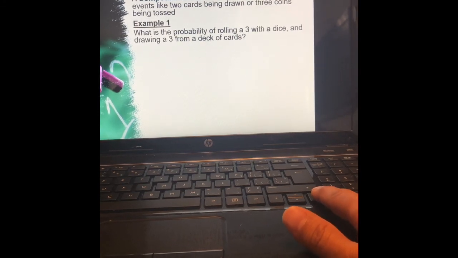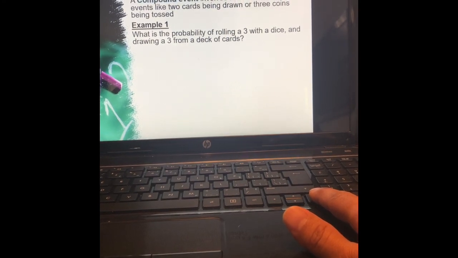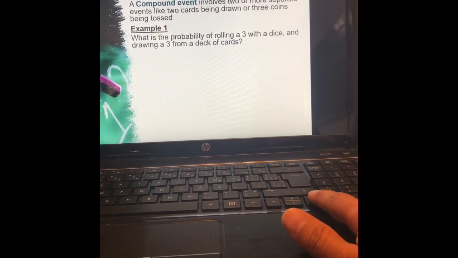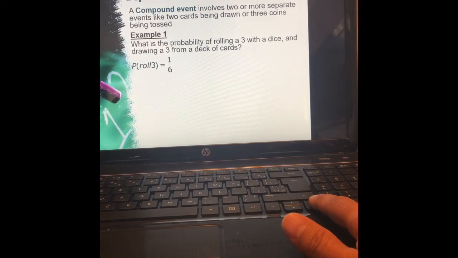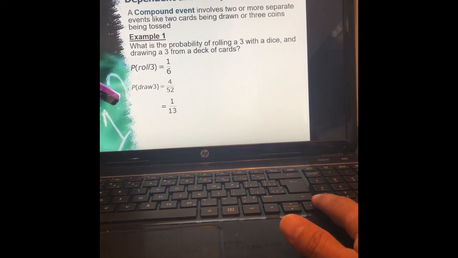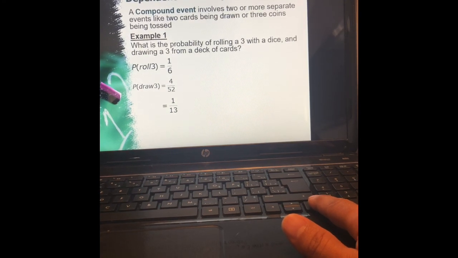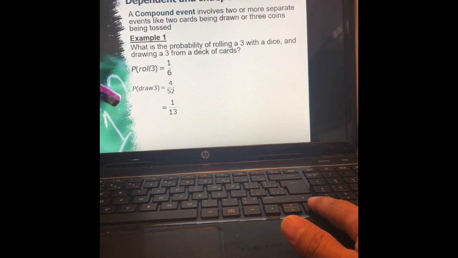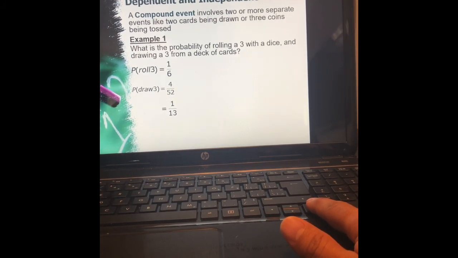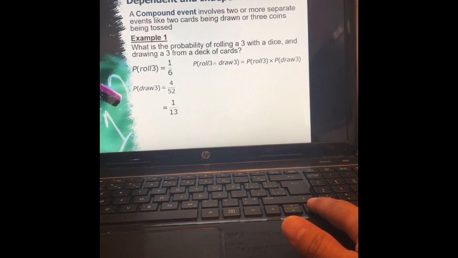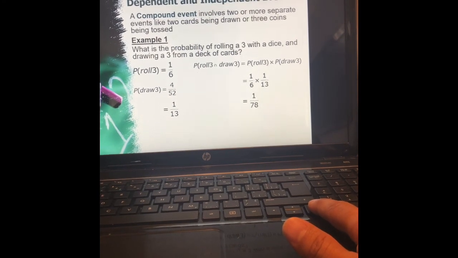So what is the probability of rolling a 3 with a dice and drawing a 3 from a deck of cards? A 3 with a dice is a 1 out of 6 chance. And a 3 with a deck of cards is 4 out of 52 or 1 out of 13. When you have things in succession and the word "and", so you need to roll a 3 and draw a 3 from a deck of cards, "and" means multiply. So you just multiply them. And that's fairly straightforward.